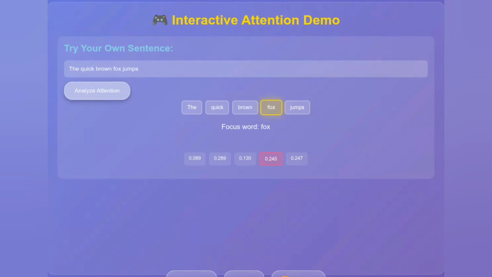Feel free to type in your own sentences and see how attention patterns change. Try something like, the cat chased the mouse. You'll see the model creates different attention patterns based on the relationships between words.